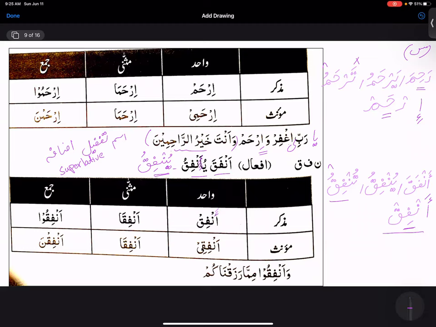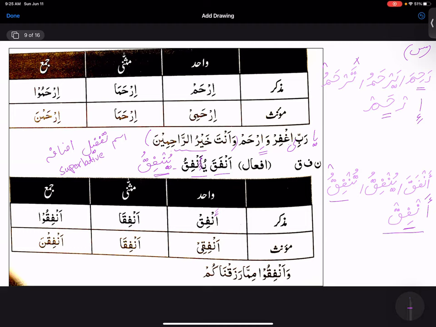Okay, one more time. Bab Aslama, doesn't matter what is the haraka on the middle root letter. Regardless of that, in Aslama bab, when we are turning that into amr, it is always going to start with fatha.